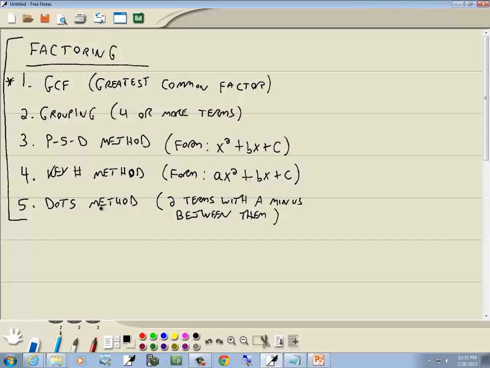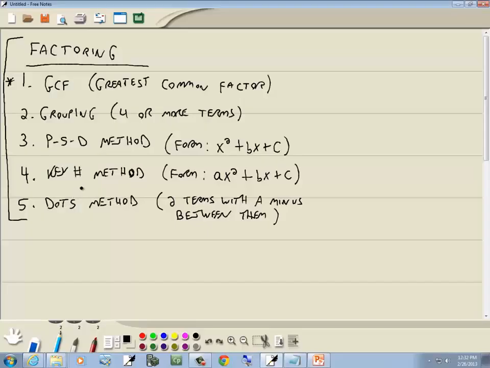And then our 5th important method is the dots method, difference of 2 squares. This is 2 terms with a minus between them. We'll also have difference of 2 cubes and sum of 2 cubes, which you don't see very much in college algebra. These are the 5 important ones for you to know going into college algebra. If you know these, you're going to be in pretty good shape factoring-wise. There'll be a couple problems you won't be able to do with the difference and sum of 2 cubes.